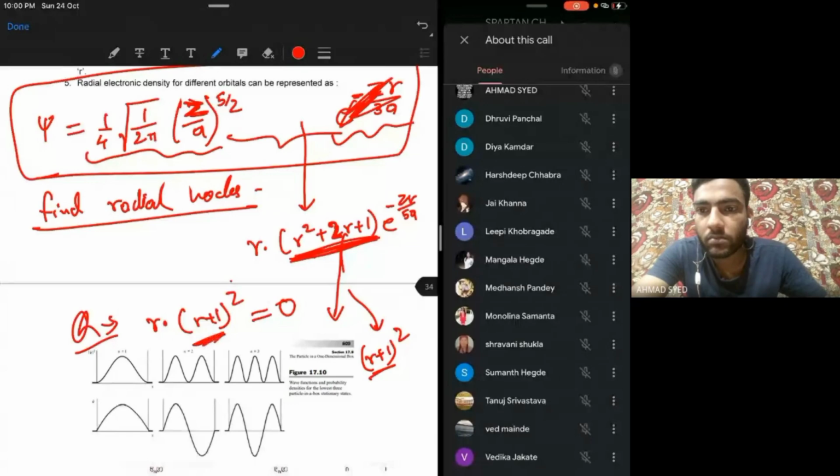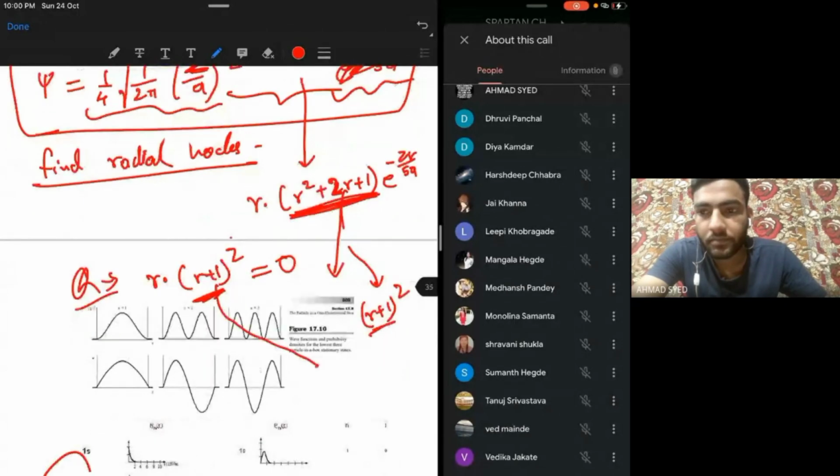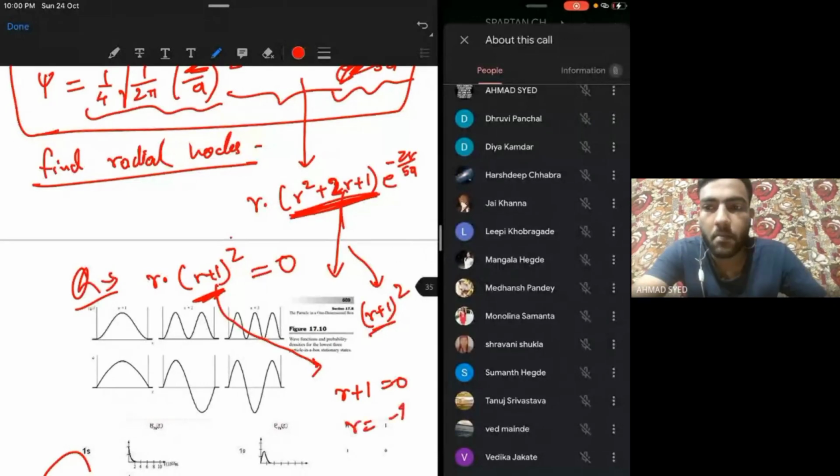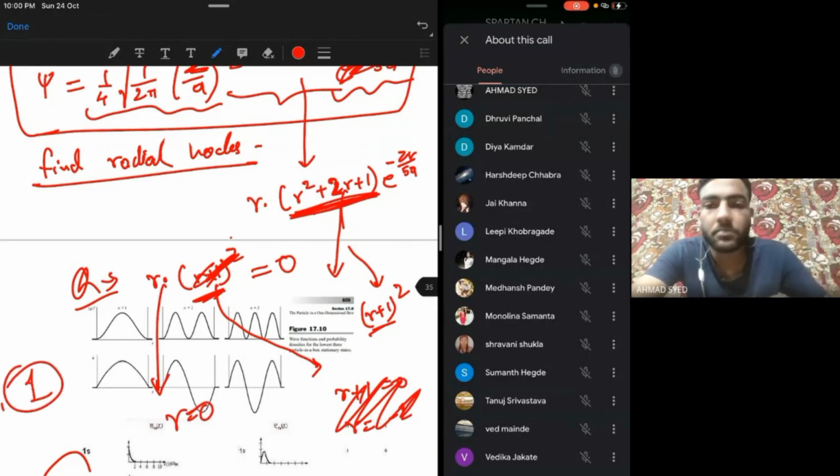Can you make this 0? Even if you try to make this 0, r plus 1, you will have to make r come to minus 1. Right? That is not possible, so this cannot be 0. The only thing which can be 0 is r equal to 0. So it has one radial node. It does not have 0 radial nodes. It has one radial node at r equals 0. So the graph will start something like this.